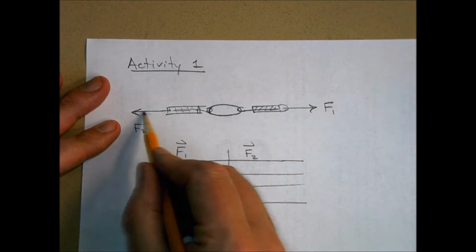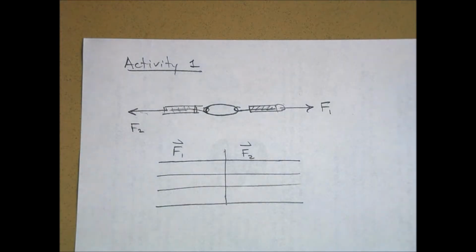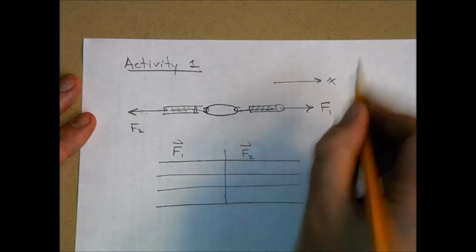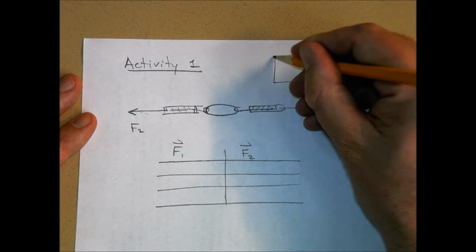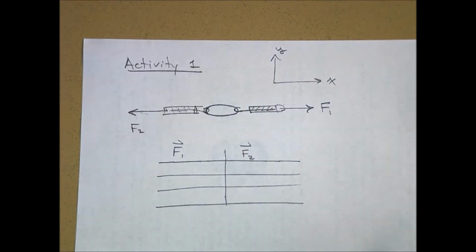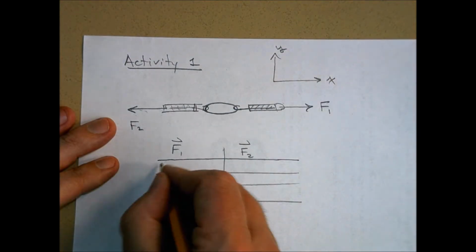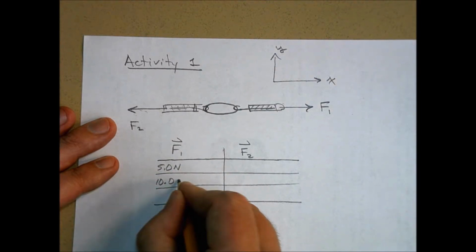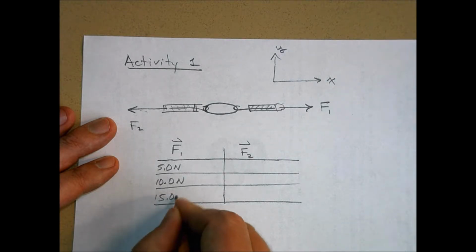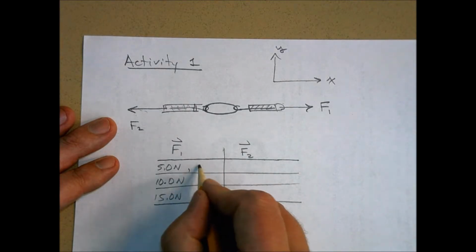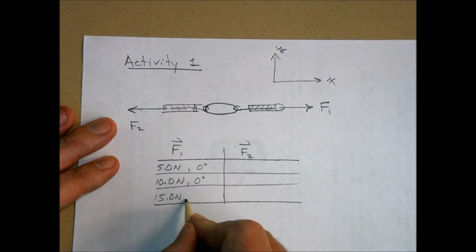These are forces. They're vectors. So in order to describe a vector, I need to describe a magnitude and a direction. So let's define direction. Let's say this is the positive x direction. This is the y direction. Now we're not really using the y direction yet, but we will. I'm going to go 5.0 newtons, 10.0 newtons, 15.0 newtons. And what angle is this? 0 degrees, 0 degrees, 0 degrees.